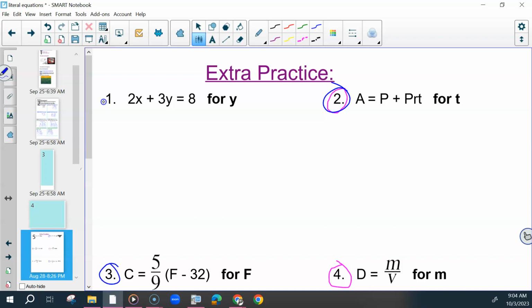Alright, let's start with those. If we have any others, we'll go back. So number 2, we're solving for t. So we gotta get rid of the p that's by itself and the p and the r in front of t. What would we get rid of first? The p that's by itself has nothing to do with this term, so we can subtract p from both sides. So we have a minus p equals prt. And then to get rid of p and r, we could do what?